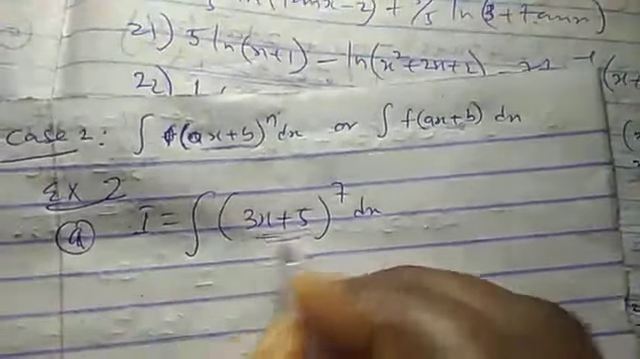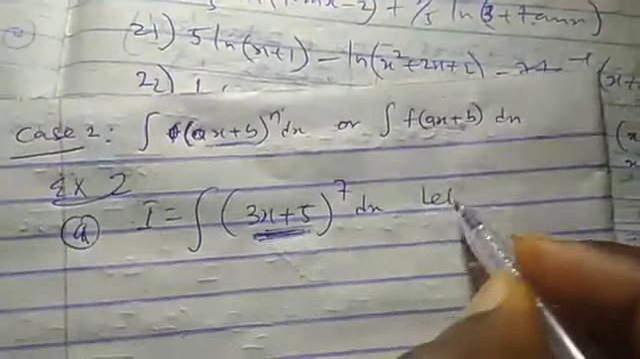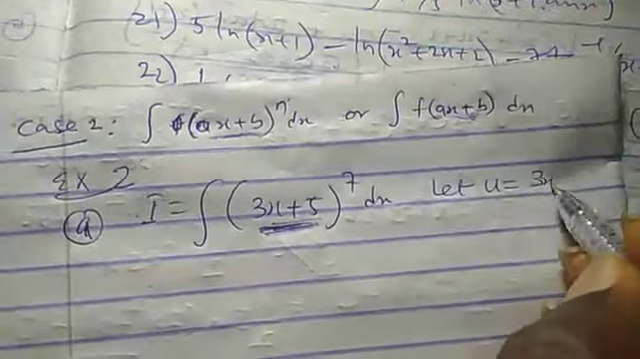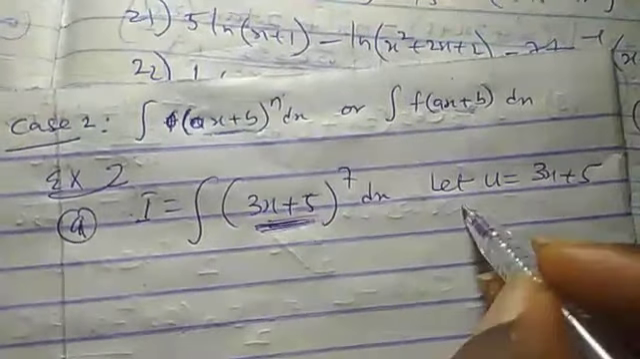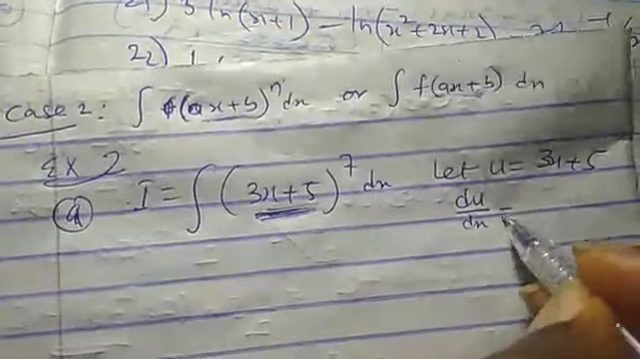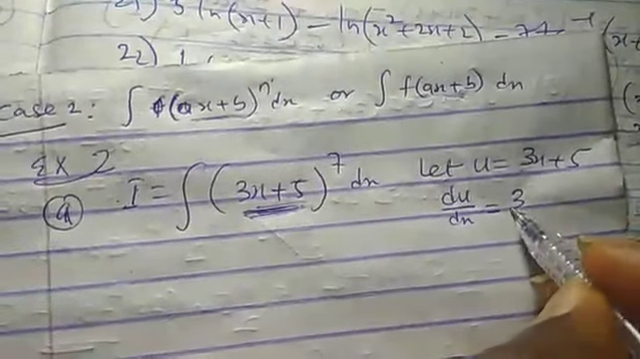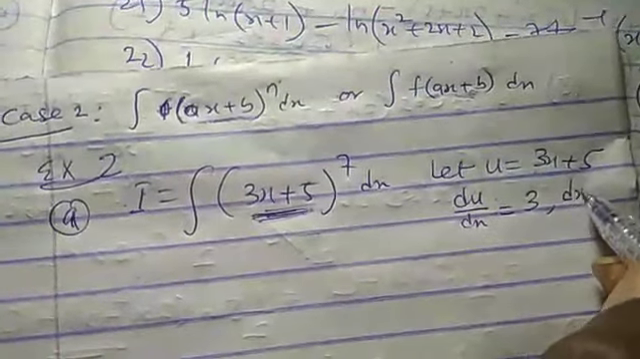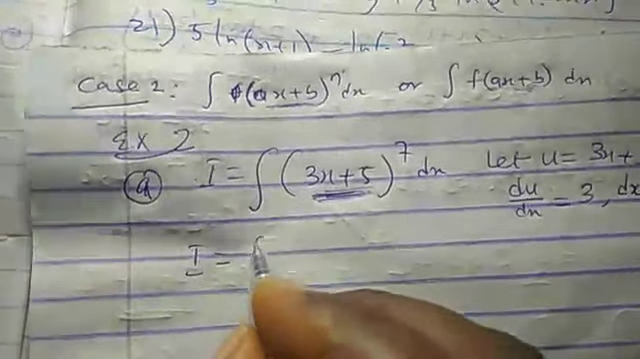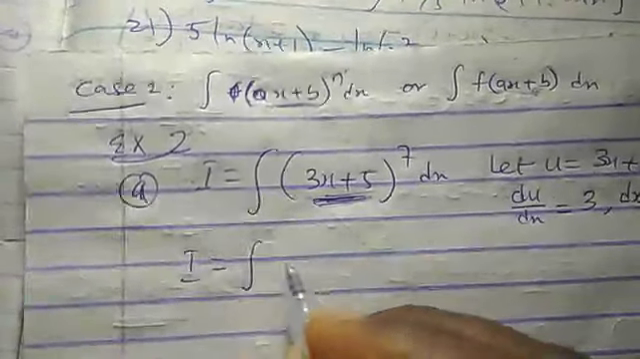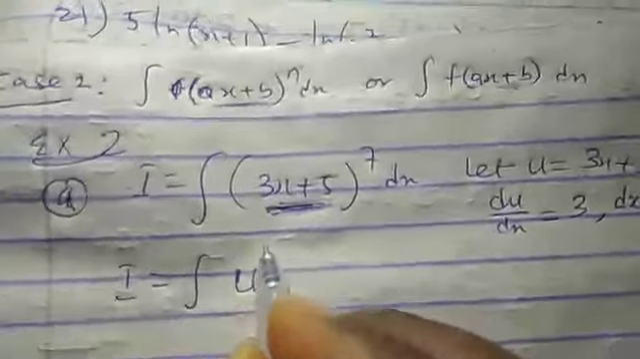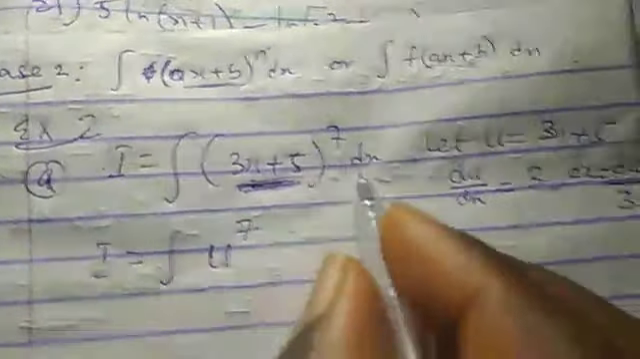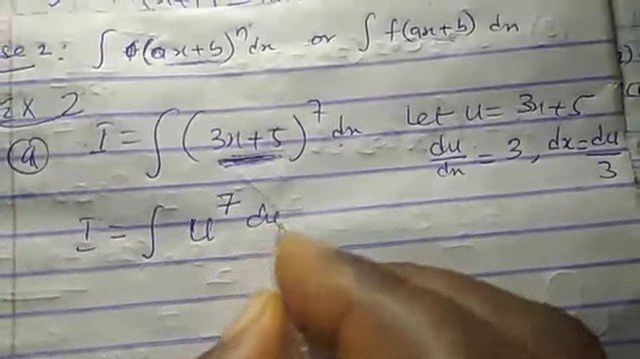As usual, that linear function, you say that let u be that linear function, which is 3x + 5. The next thing, as usual, we find du dx. If I differentiate this, I'll have 3. The next thing is I'll make the x the subject of the formula, which we have known that it will give us u over 3. I will now come here. Since our u is this, our answer is just u raised to power 7. Then our dx is du over 3.